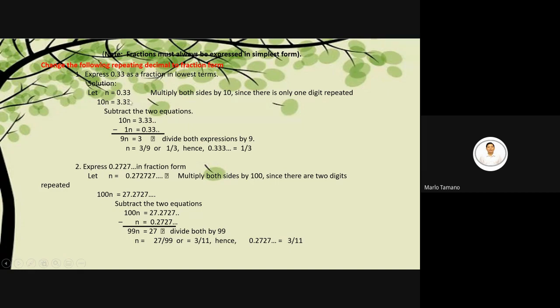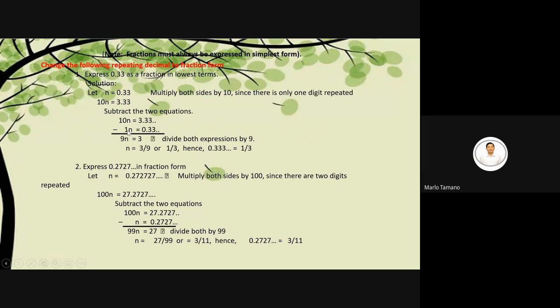0.33 times 10 is 3.33. O, ganyan na po yung nangyari. Ngayon, subtract the two equations. Babalik tayo rin po natin. Siyempre, kapag mag-subtract kayo, mas mataas po ito, yung minuend niyo. So, 10n is equal to 3.33. Tapos, ang subtrahend ninyo, that is considered as 1n.